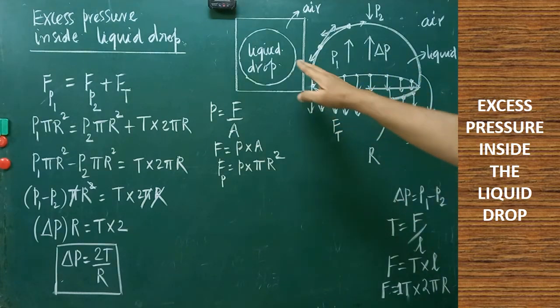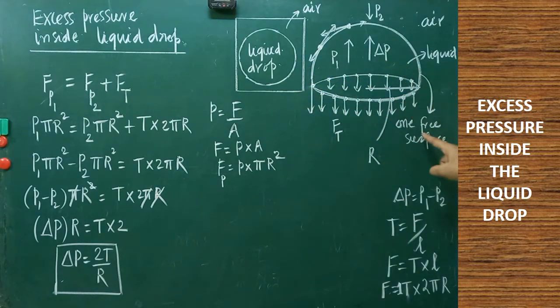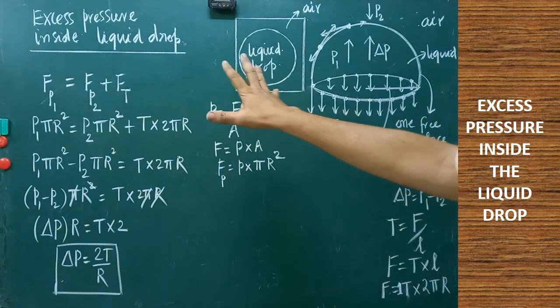And in the case of the liquid drop also, only one free surface is there. Look at here, this is a free surface. This is the surface which is having contact with air. That's why this is called the free surface. Within which liquid is there, on the inside, no free surface is there. The only free surface available is here, on the outside. Are you clear? So on the basis of the same assumption, I have derived.